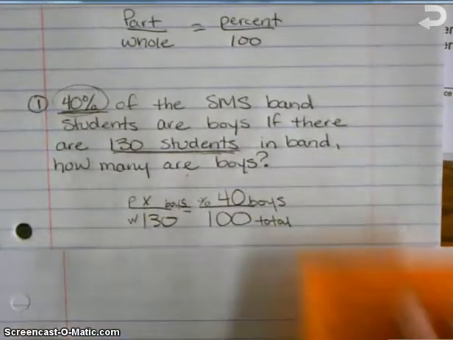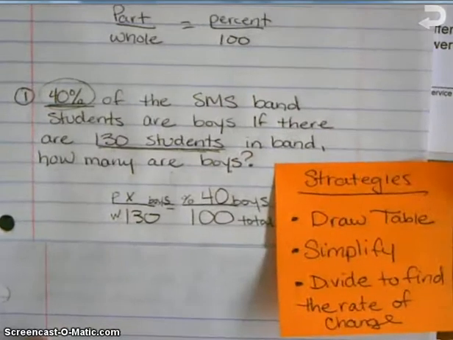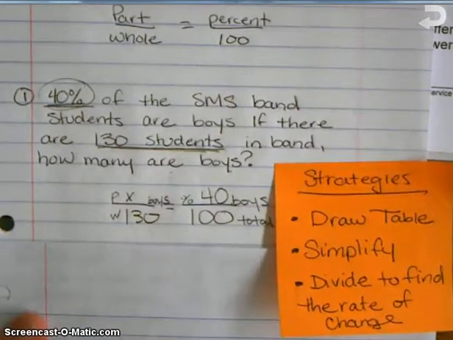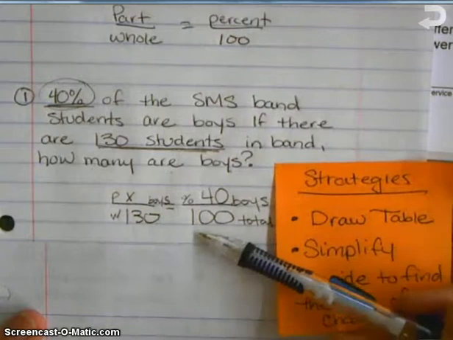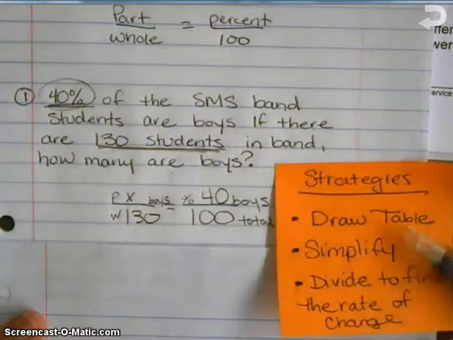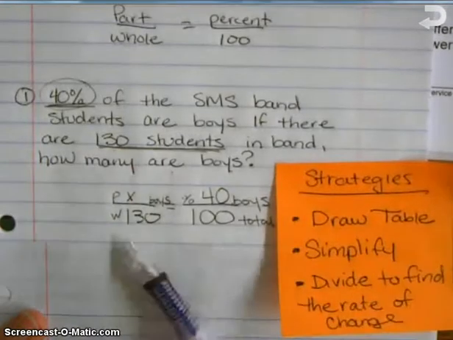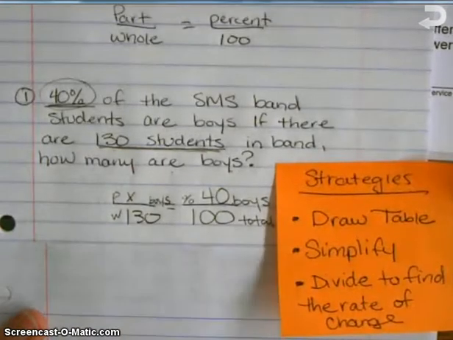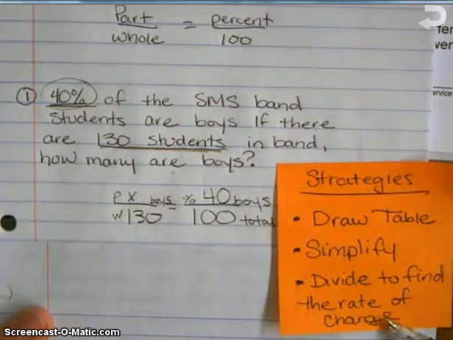Now, when we're dealing with proportions, there are several strategies that we could use. Let's look at them and see if we can find one that's going to help us. We could draw a table, but we've already set it up in a proportion because we had this nifty little formula to help us, so we don't need to draw a table. We could simplify, because remember these are fractions. There are two ratios that are equal to each other, and we wrote the ratios as fractions, so we could simplify a fraction to help us. Or we could divide to find the rate of change.